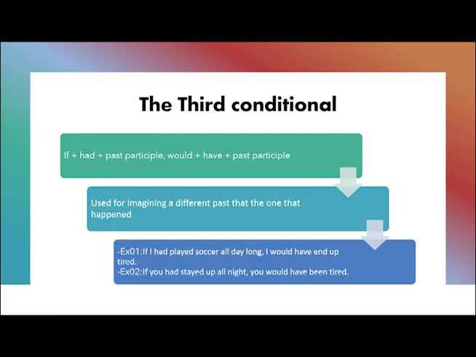Okay, so the third conditional is used for imagining a different past than the one that happened. You can say, if I had played soccer all day long, I would have ended up tired. Or if you had stayed up all night, you would have been tired. The if clause is in the past perfect tense, and the result clause is formed by an auxiliary modal, often would, plus have followed by the verb's past participle.